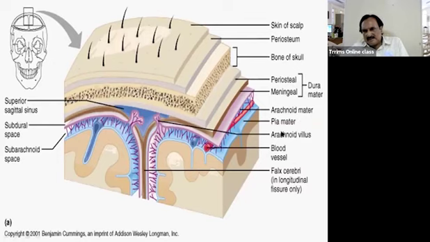All the blood vessels which supply the brain are present within the pia mater. And then you have the arachnoid villus, which we mentioned. The two cerebral hemispheres are separated by what is called the falx cerebri, a longitudinal fissure through which the dura dips down.